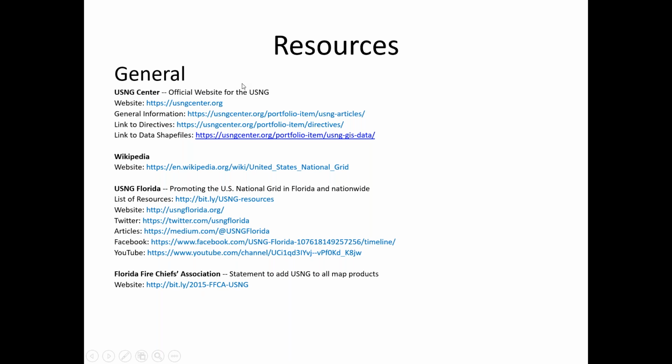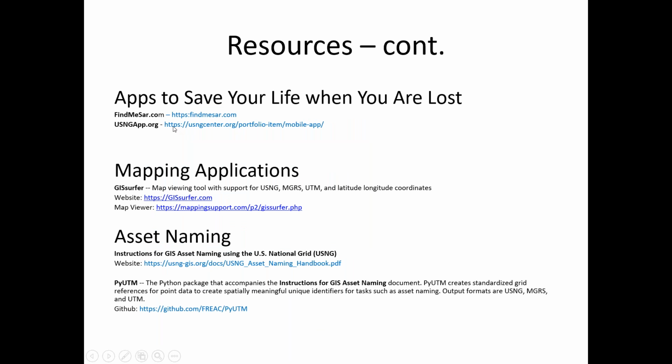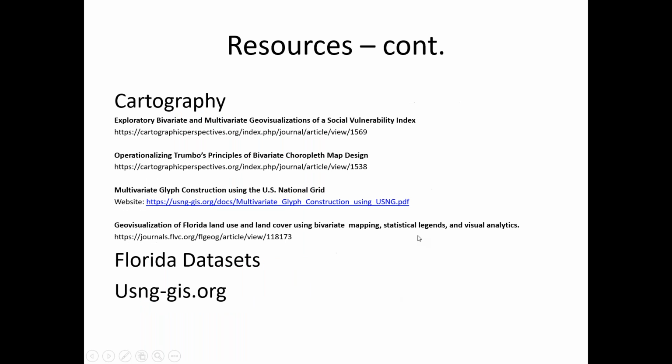I made a collection of resources for you if you want to learn more about this. Remember to download the apps and to remind your family the same thing. There's the asset naming. There are 4 cartography papers that use some of these methods. And finally, USNG-GIS, where you can download the data sets.